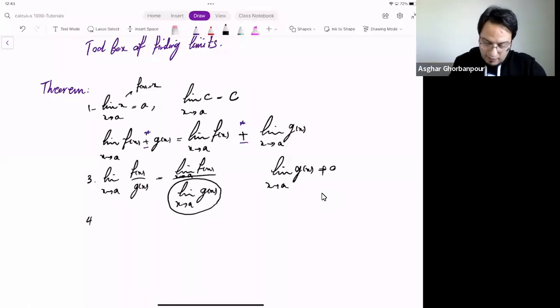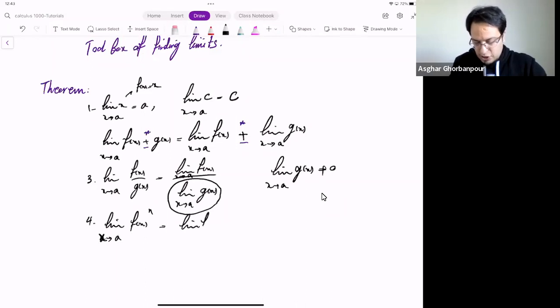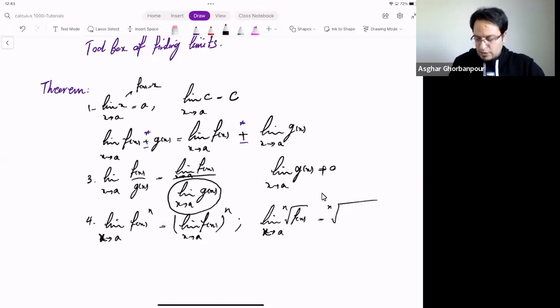There is then a power law, which says that for any function, the limit of the function to the power n as x goes to a is the limit of the function as x goes to a, to the power n. And the nth root is another version of this, which says the limit of the nth root of the function as x goes to a is the nth root of the limit of the function as x goes to a.